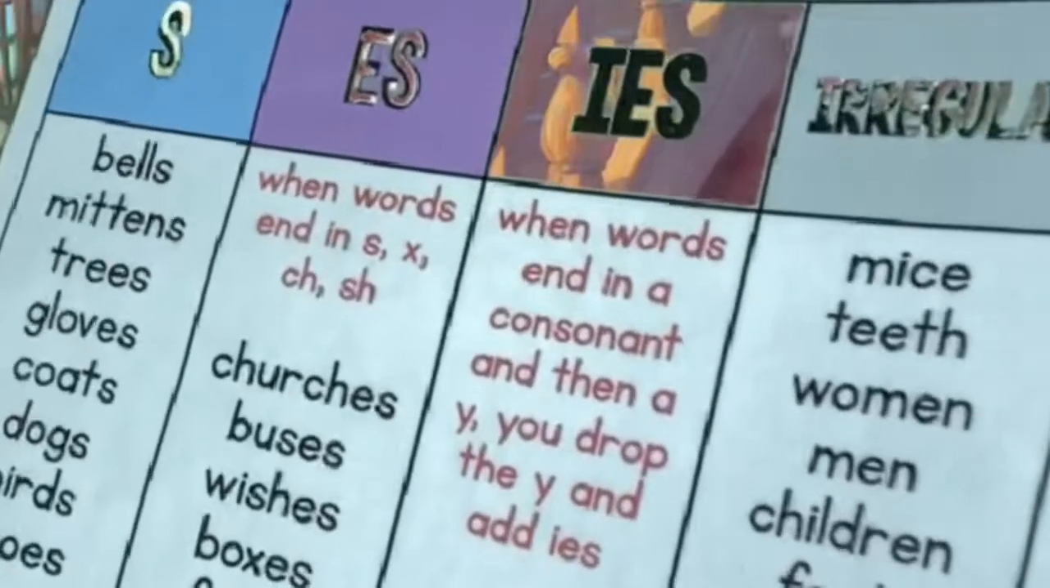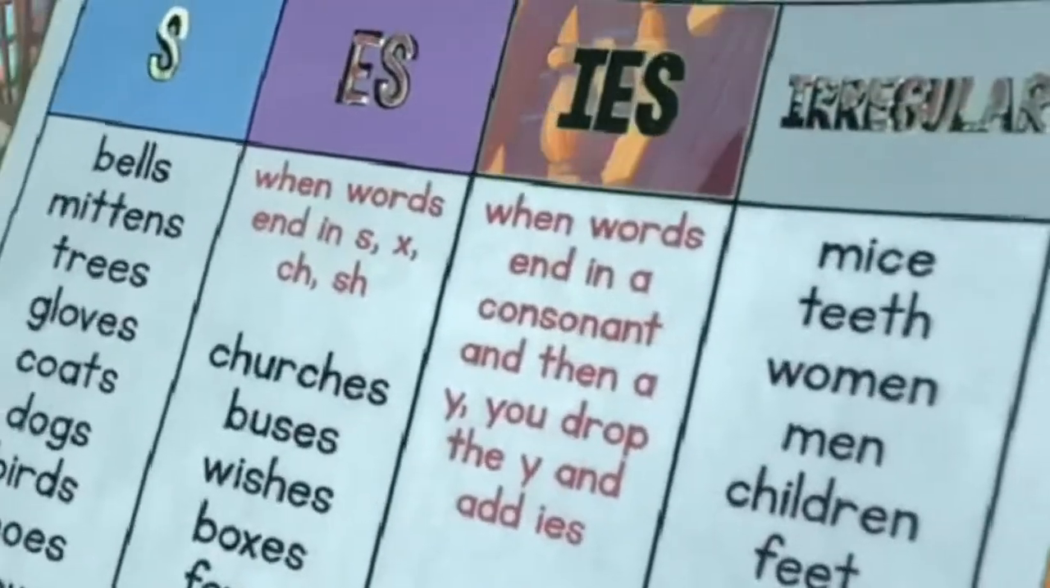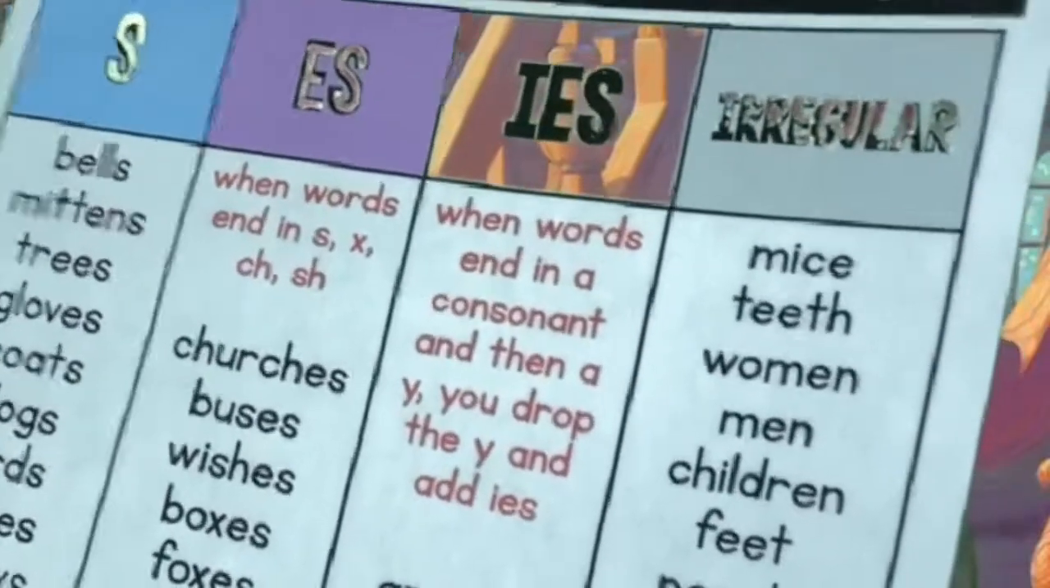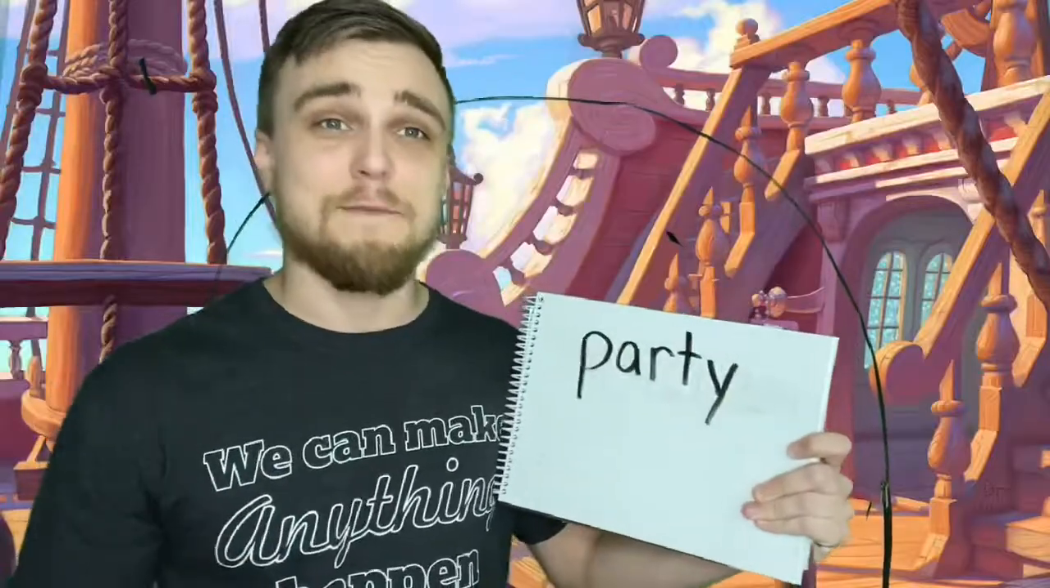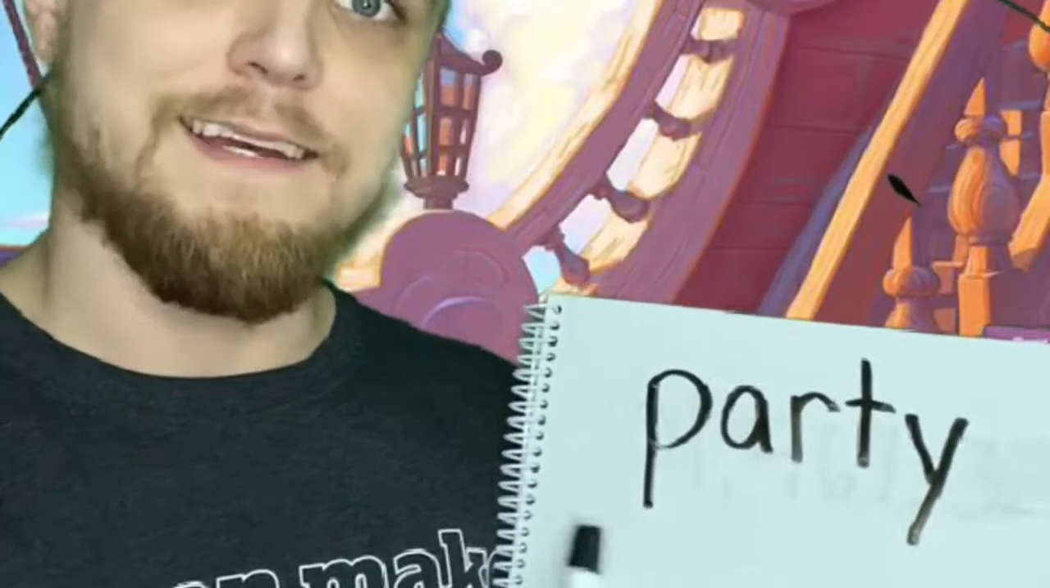Okay, so we know that S is the normal ending that we add when we want to make a noun plural. We also now know ES is added if the word ends in S, X, CH, or SH. There's one more rule that we need to learn, and that is the IES rule. When words end in a consonant and then a Y, you drop the Y and you add IES. So let's do an example. The word is party. Party.